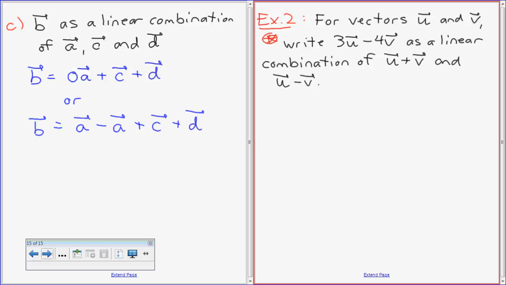So what I'm saying for this one is, I have to add together a certain number of U plus V's and a certain number of U minus V's together to get 3U minus 4V. Now, the nice thing is it doesn't matter what U and V are in this case. They can be anything non-zero. How would I represent a certain number of U plus V's? What would I call that?